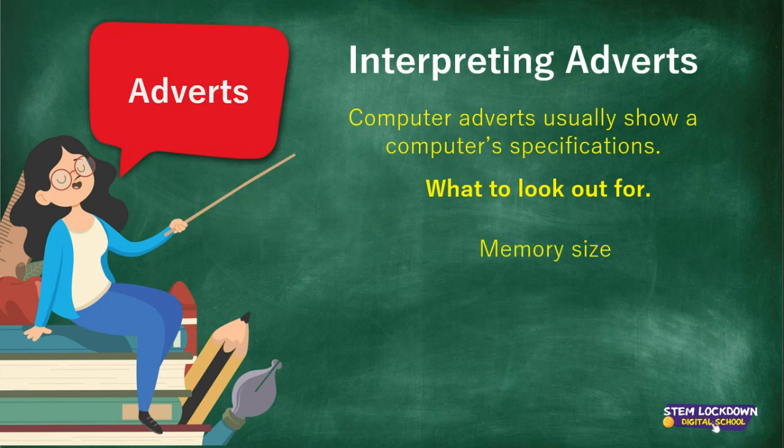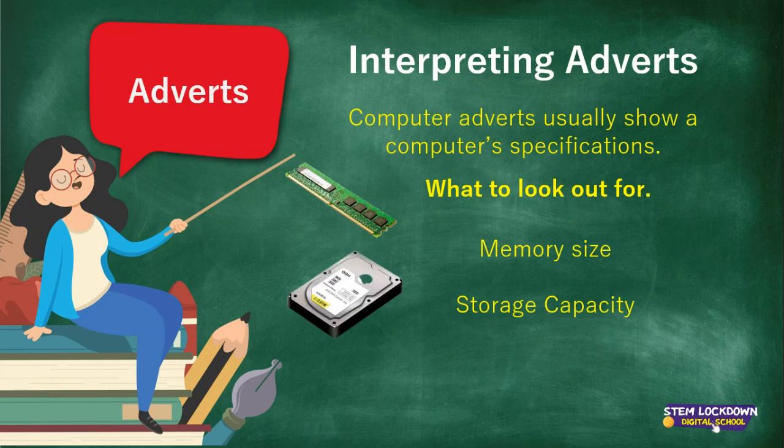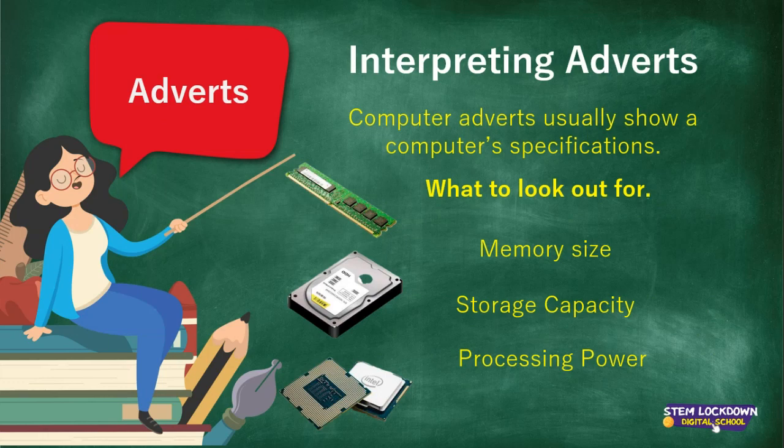Before you look for anything else, what you really need to look out for is the memory size. The memory size, like we spoke, is the RAM, right? That's the RAM there. You also need to look at the storage capacity. That is the hard disk drive. Then, of course, you need to look at the processor speed, the processing power. These three things are the most important parts of any computer or any computing device. These are generally the things that determine how fast a computer works or how effective a computer is.